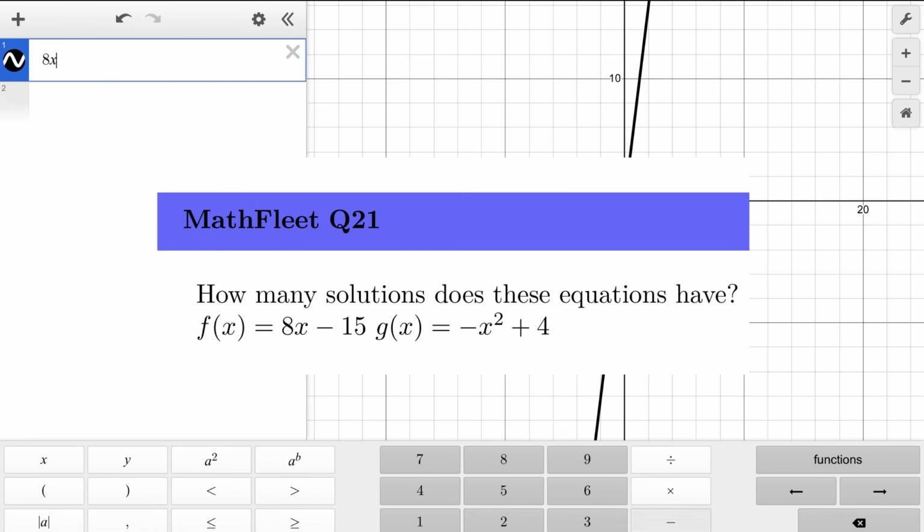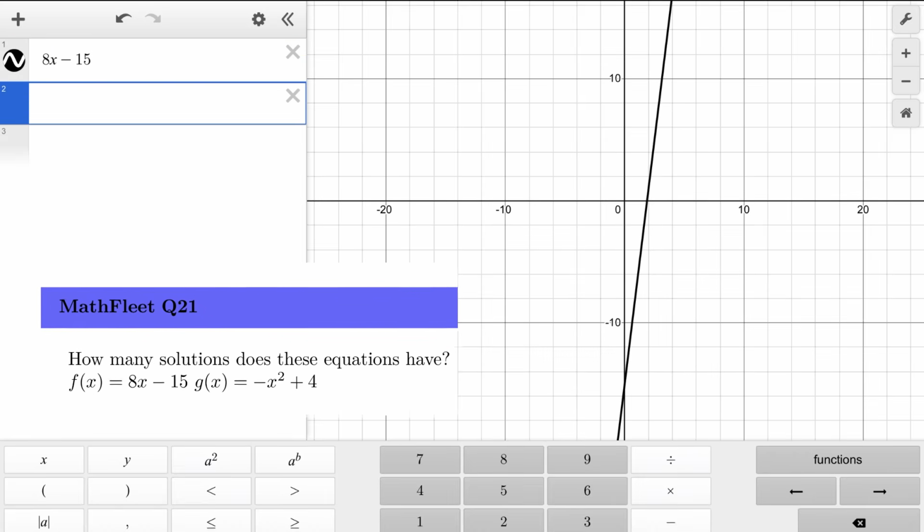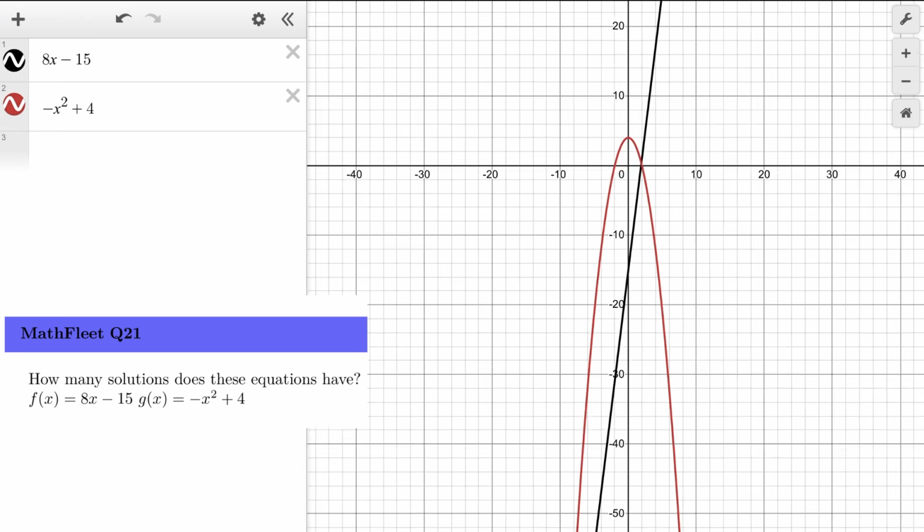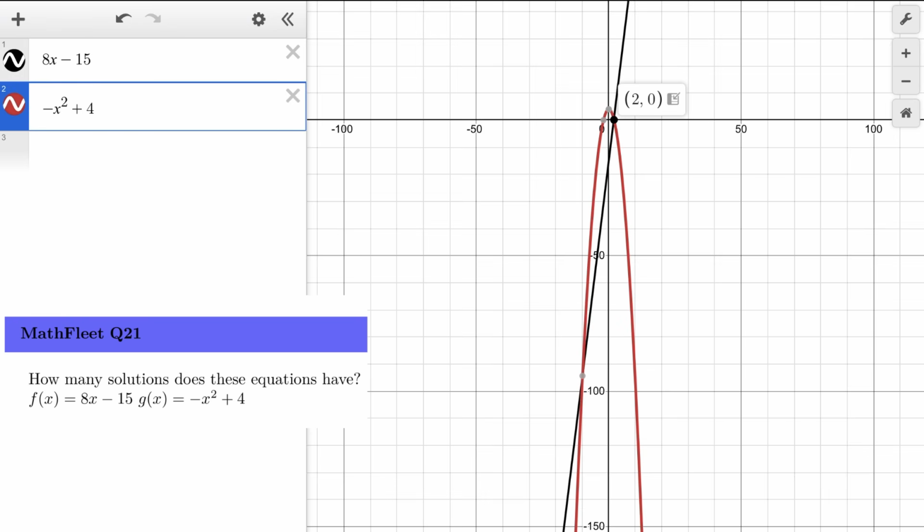Sometimes College Board will write the problem like this and ask how many solutions 2 equations have. The only difference here is that we are searching for the amount of times these 2 equations intercept. Here again, it is 2.